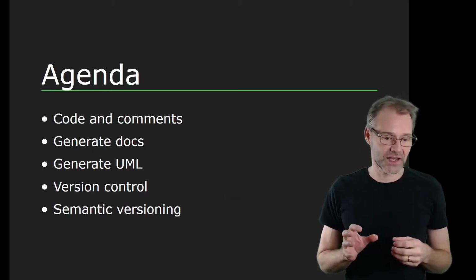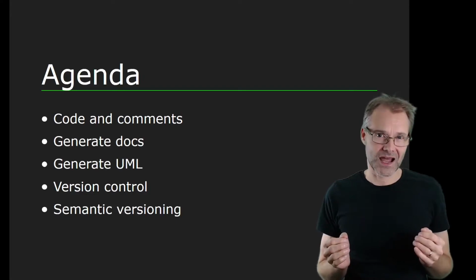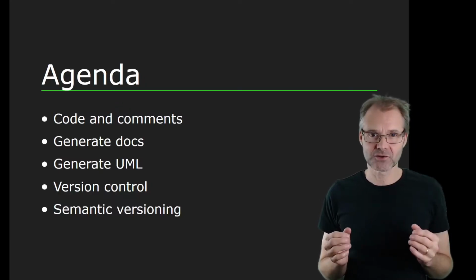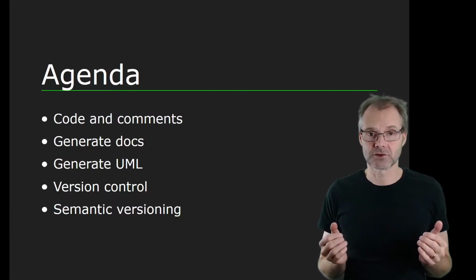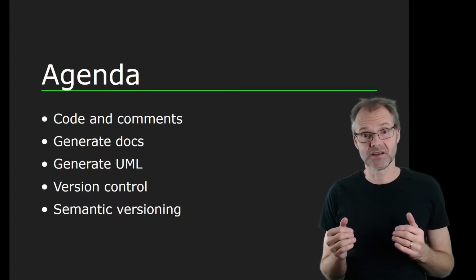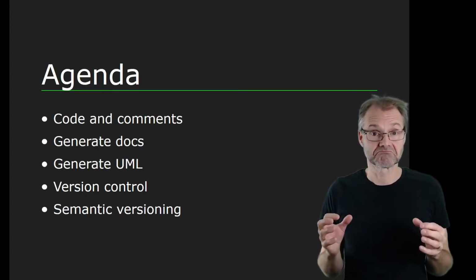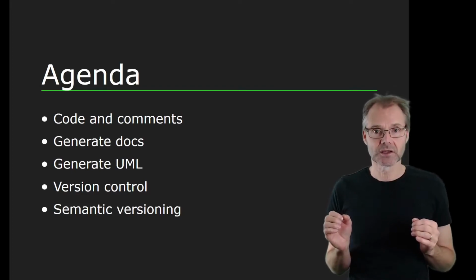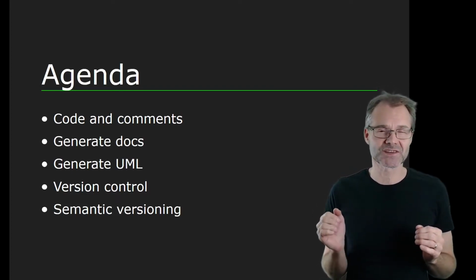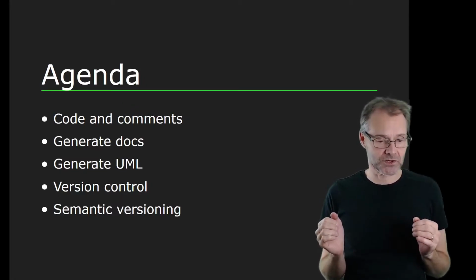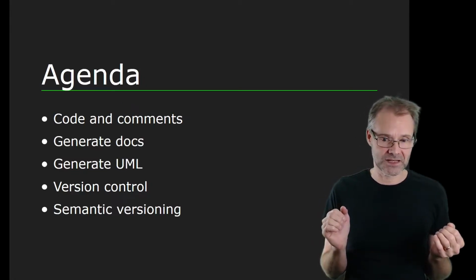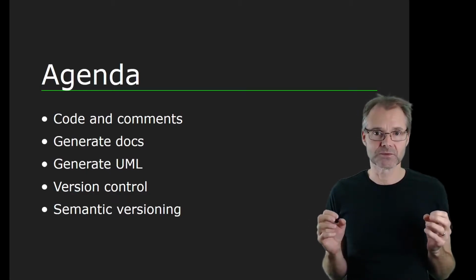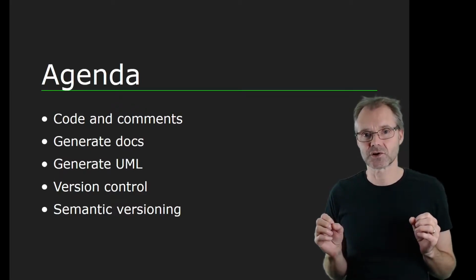So my agenda today will be to talk about code and comments. I will start there, and then I will talk about how we can generate documentation, API documentation, and UML documentation. And generate is easy, so here we can save a lot of time and effort. So stay tuned. I will also talk about version control and emphasize that that is an important part. And I will also talk about the aspect of semantic versioning in line with doing version control.